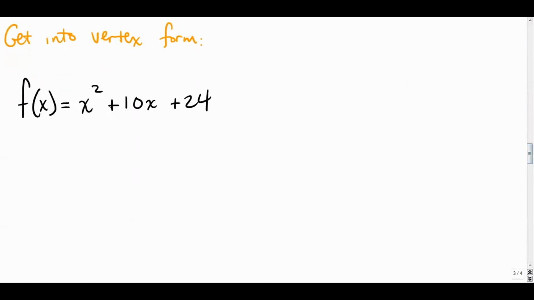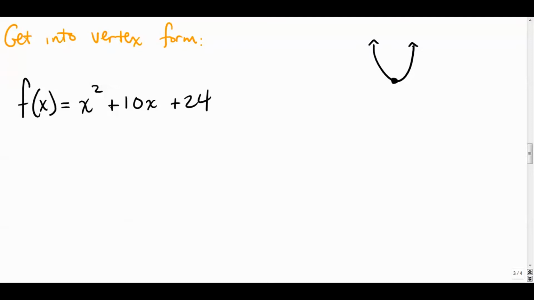This is a quick example of where this might be useful. We're looking at a quadratic here, and maybe you're doing a problem where you need to figure out the vertex of this, and let's say you didn't even have a calculator. So we want to figure out the vertex of this parabola. The parabola looks something like this. We want to figure out the vertex of it.